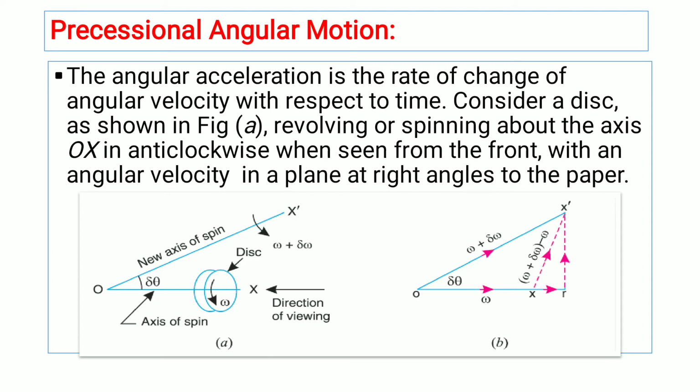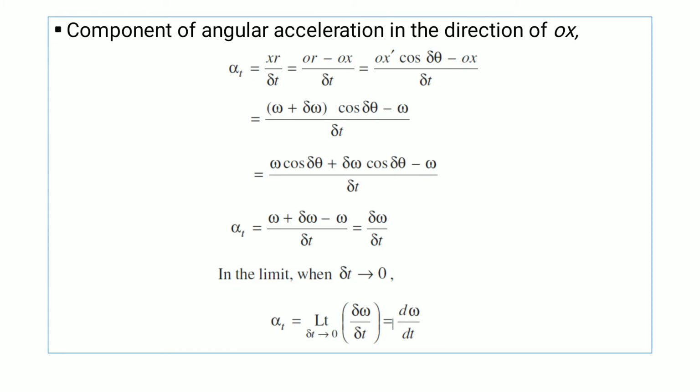So, XX dash is the change in the angular velocity. XX dash is nothing but OR minus OX. We can say that OR is omega plus delta omega, the new angular velocity, and omega is the original angular velocity. So, the difference between these two velocities is the change in velocity. So, the component of angular acceleration in the direction of OX is alpha t, the angular acceleration.